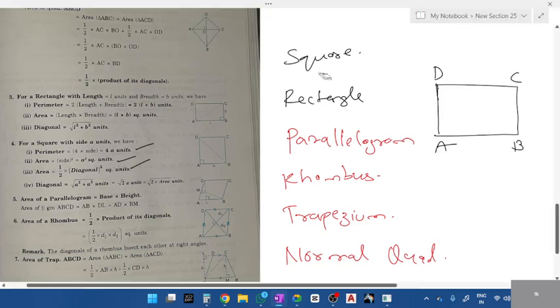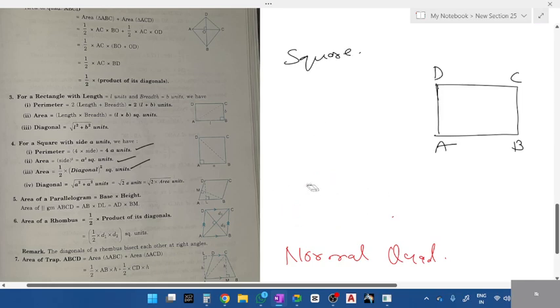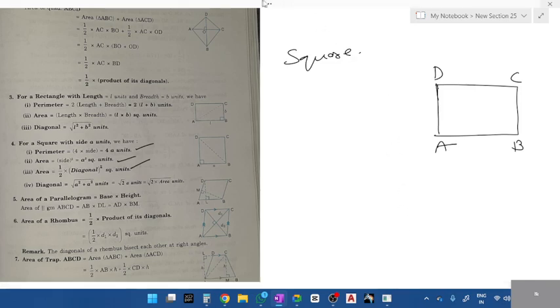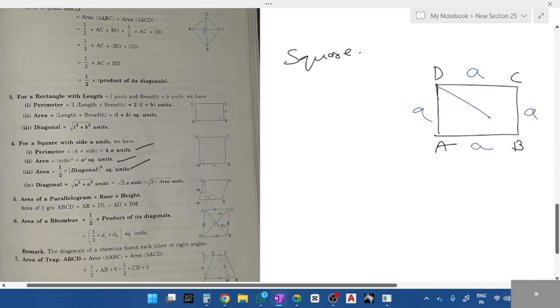And go through this order, students: square, rectangle, parallelogram, rhombus, trapezium. Okay, now first square. In square, perimeter is done. All 4 sides are equal in a square. All 4 sides are A. Here, A, A. Now we need to find the diagonal.